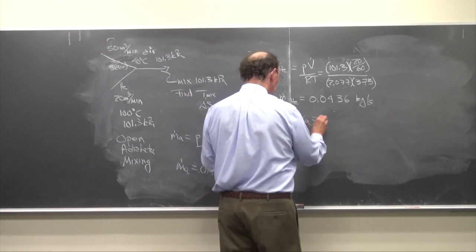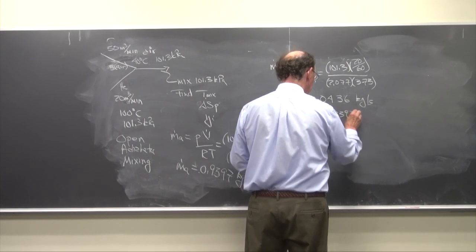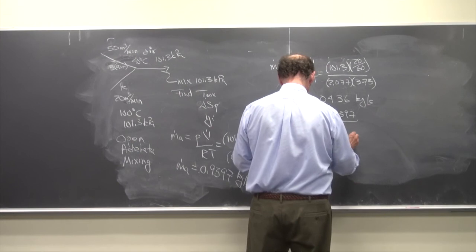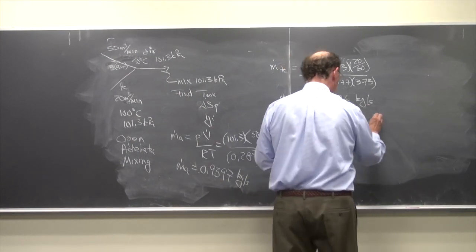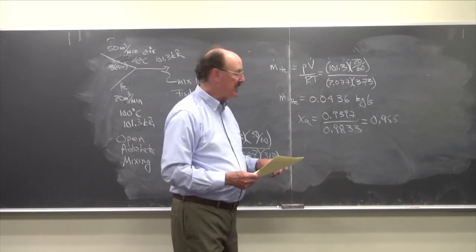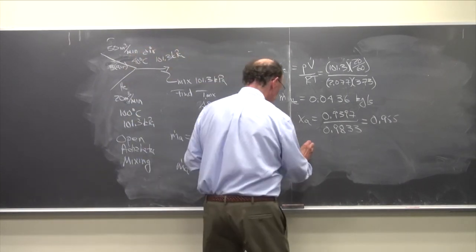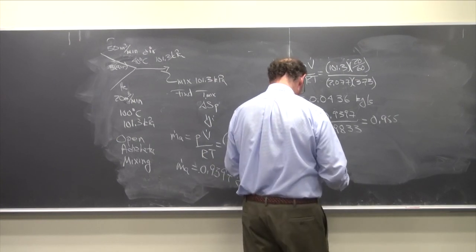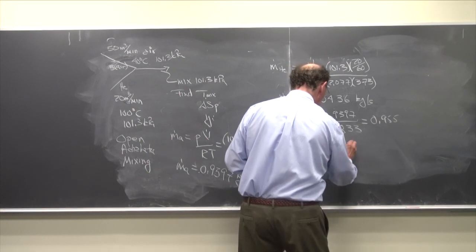X A is equal to 0.9397 divided by 0.9833, which is 0.955. So 95.5% of this mixture is air, and the balance, X helium, is 0.045.